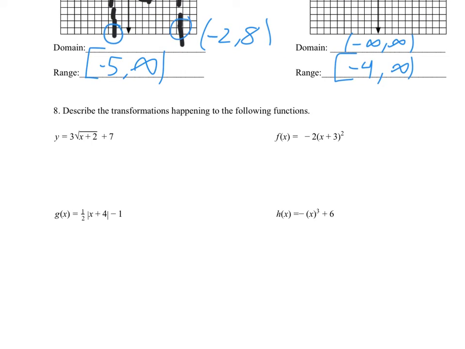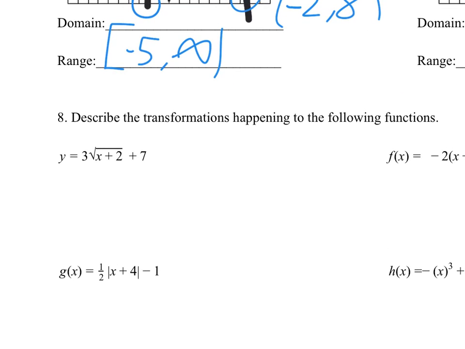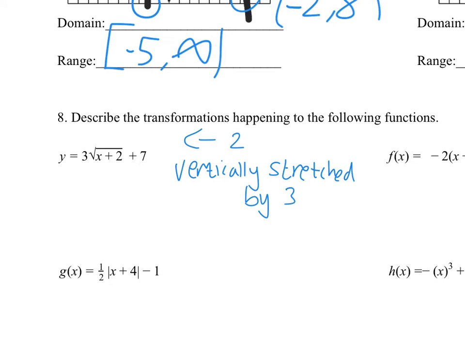Down here, I'm just going to say what the parent function is and then write the things. So this is a square root parent function. First thing I see happening to x is that it's moving to the left 2. Then it's being vertically stretched by 3. And then I see it's going up 7.